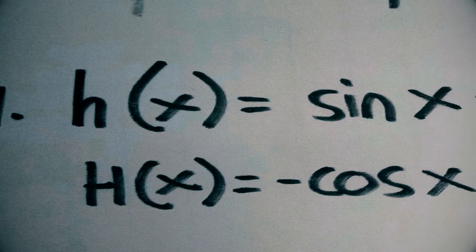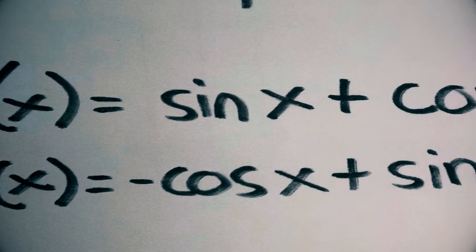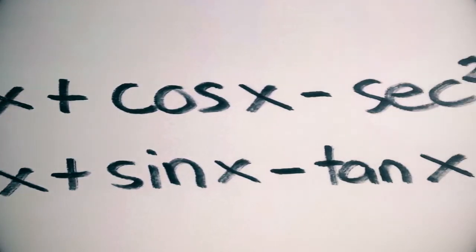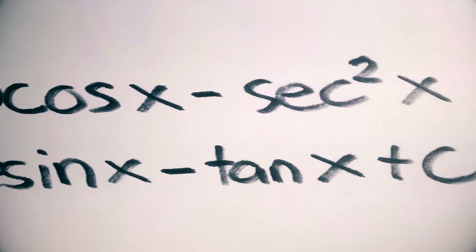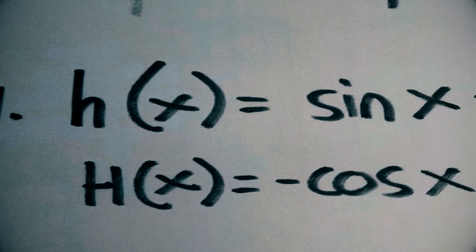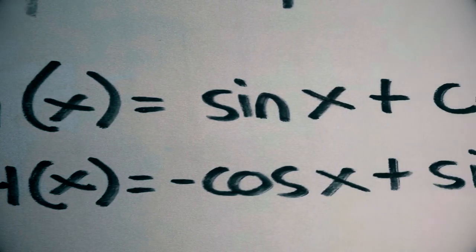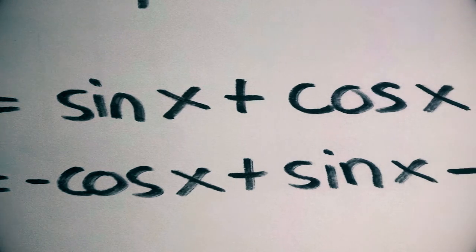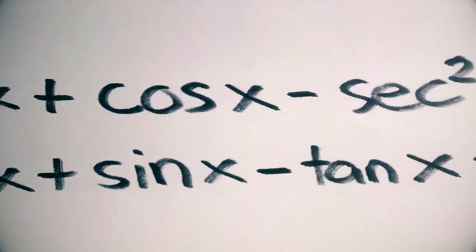Number 4. h of x equals sin x plus cos x minus sec to the power of 2 x. And the answer would be h of x equals negative cos x plus sin x minus tan x plus c.